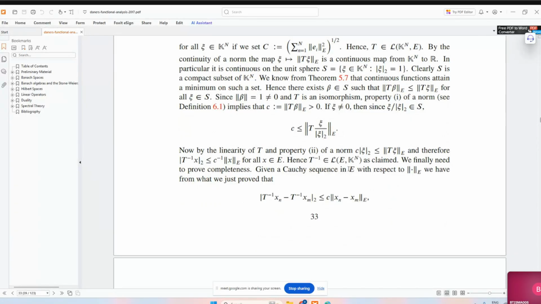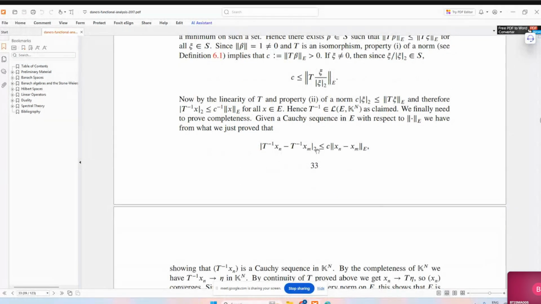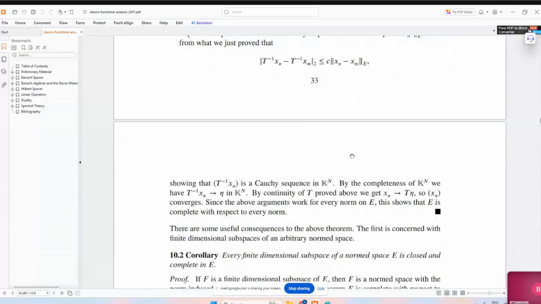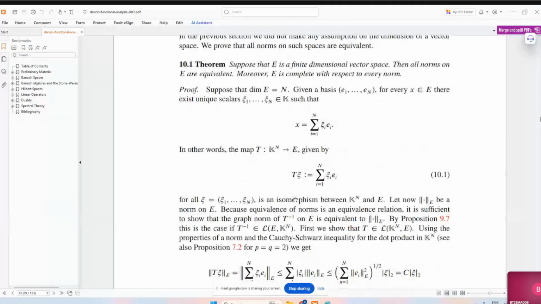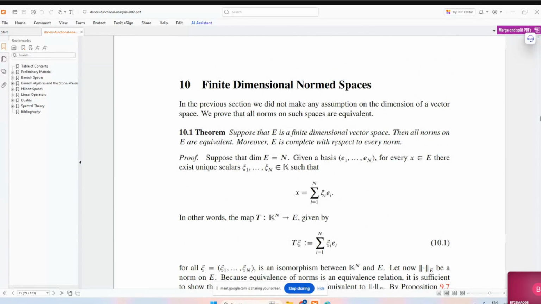So you can prove this: if you take a Cauchy sequence in E, then you can show that this is also true. Since C inverse Xn is Cauchy in Kn, it will converge. So that also shows that this is true. Essentially, what we have shown is that any finite dimensional vector space E will be isomorphic to Kn with L2 norm.